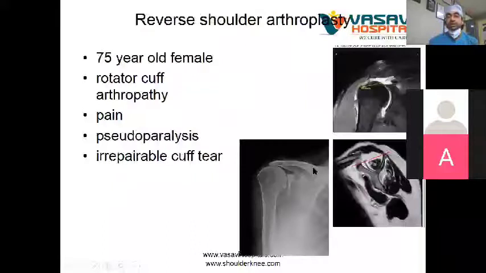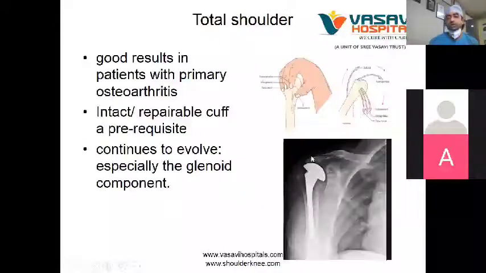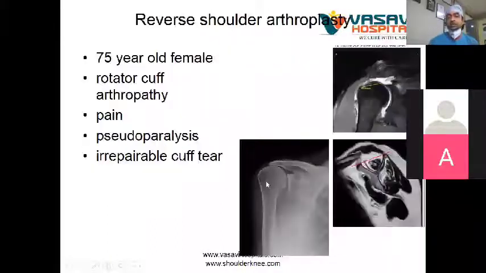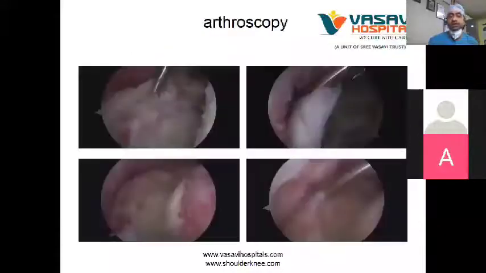So in these cases, as you can see here, this was a 75-year-old male, had rotator cuff arthropathy. You can see here the patient has no rotator cuff, all rotator cuff muscle atrophy, the superior migration of the head. As you can see here, this prosthesis and this X-ray is more or less similar. The head is migrated superiorly. These patients will have pseudo paralysis. You ask them to move their shoulder, they start shrugging their shoulder, and then they actually have an irreparable cuff there.